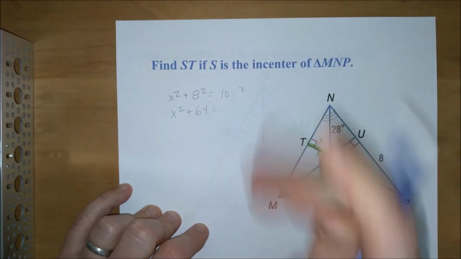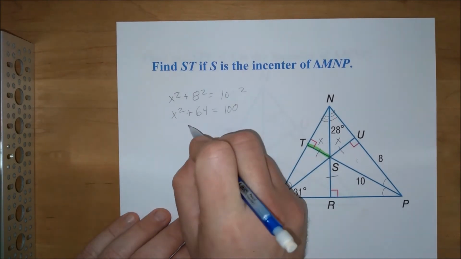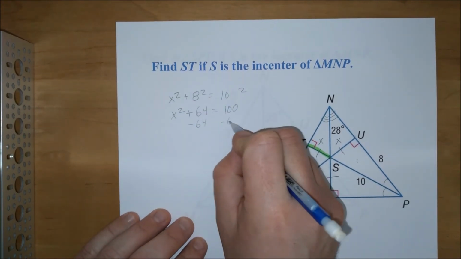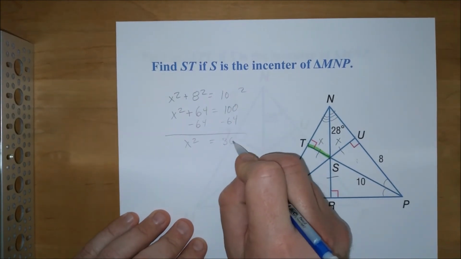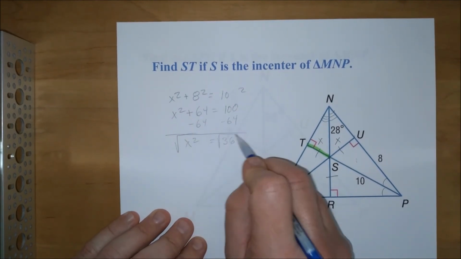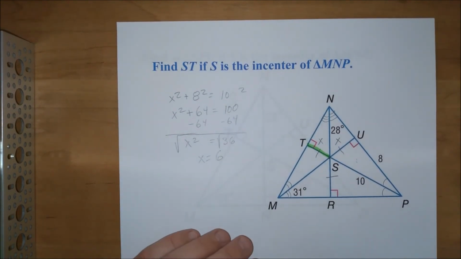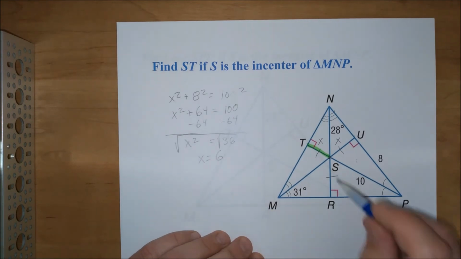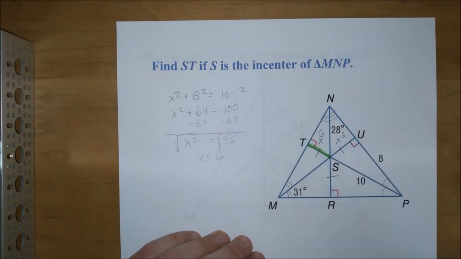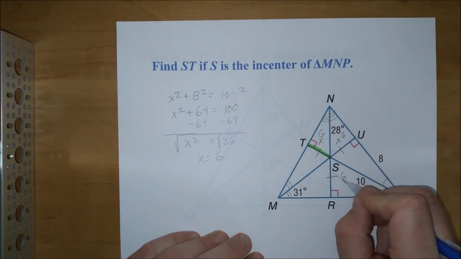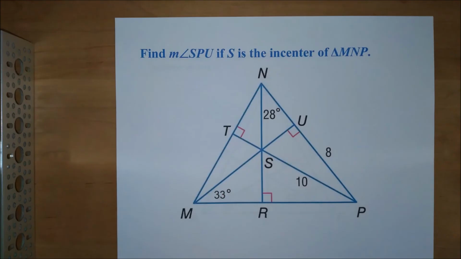10 squared is 100. You might recognize this as a Pythagorean triple because when we go to solve this, we get x squared equals 36. And when we take the square root of both sides, we get x equals 6. Okay, that's a 6, 8, 10 triangle. So how long is ST? Well, if this is 6, then ST is also 6, and SR is also 6, in spite of the aforementioned scale issue.